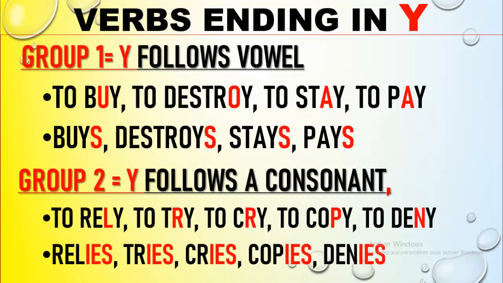So when the Y follows a consonant, the Y disappears totally and is replaced by IES. Is it okay? Relies, tries, cries, copies, and denies.